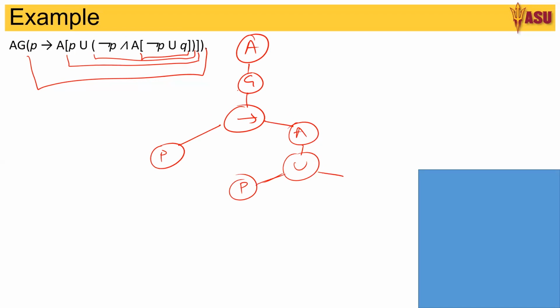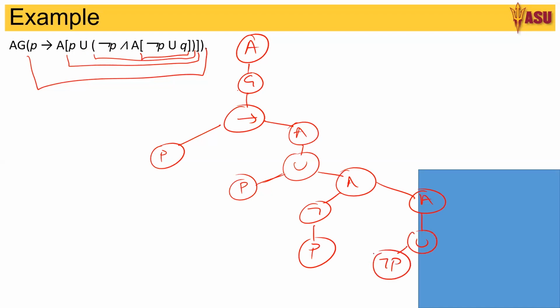has this formula, which has a conjunction, an and, in the beginning. That's followed by a not P. On the other side of the and is an A. A is followed by a U. The U has a not P and Q. So this forms the entire parse tree.